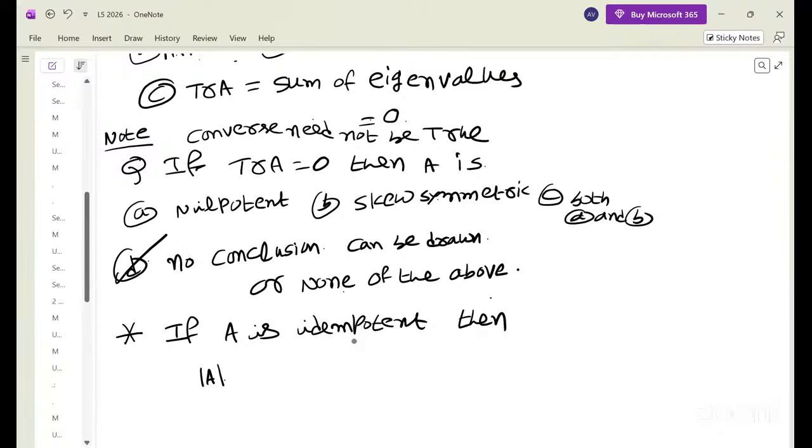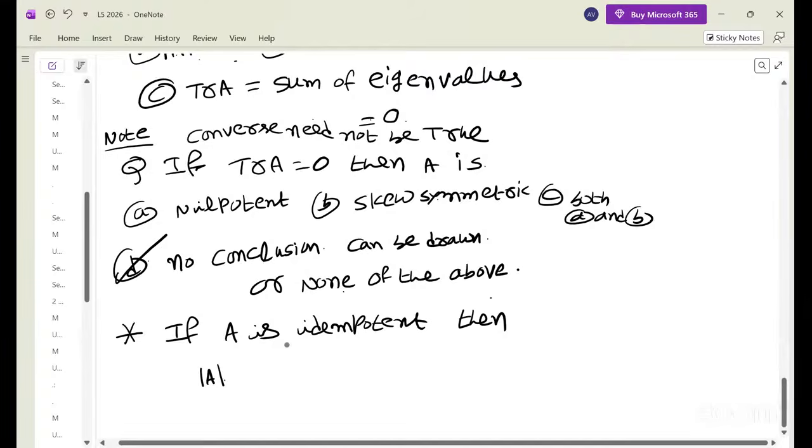A is idempotent means A square equals A. Then it is said to be idempotent. If A is idempotent, then det A will be either 0 or 1. Remember this, be careful. What is idempotent is A square equal to A. If A square is equal to A, we call it idempotent. For every idempotent matrix, the determinant will be either 0 or 1.